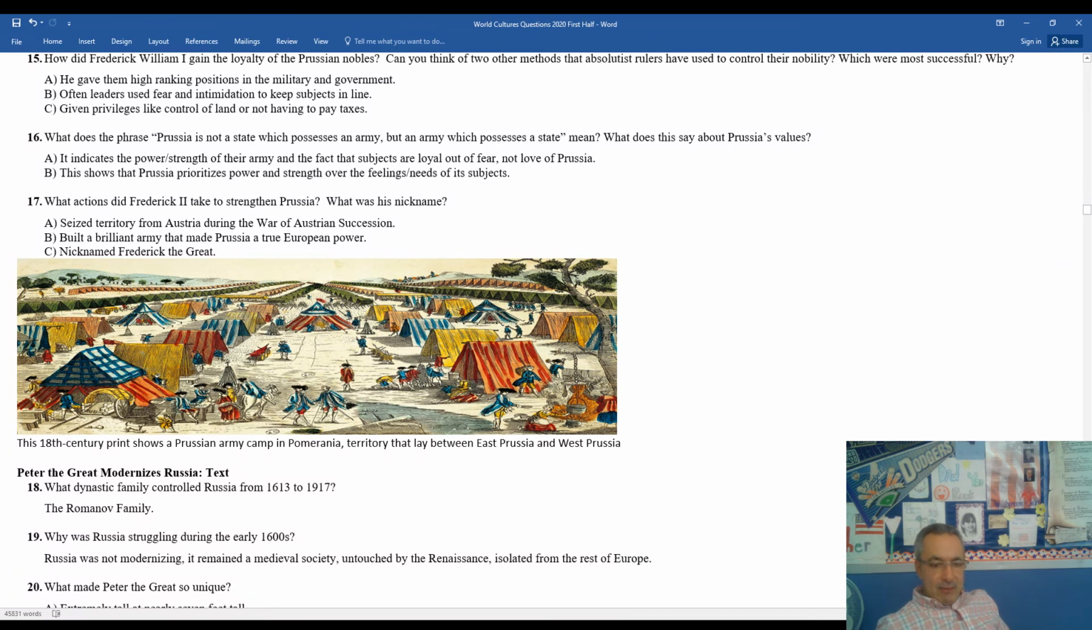What dynastic family controlled Russia from 1613 to 1917 in over 300-year rule? This is the Romanov family, the Romanov dynasty. Russia was not modernizing, however, as a lot of its European counterparts were. It remained kind of a medieval society, kind of untouched by the Renaissance and isolated from the rest of Europe.